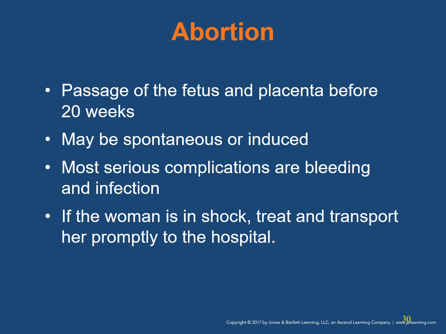Bleeding can result from portions of the fetus or placenta being left in the uterus, an incomplete abortion, or from injury to the wall of the uterus. Infection can result from such perforation and from the use of non-sterile instruments. If the woman is in shock, treat and transport her promptly to the hospital. Never try to pull tissue out of the vagina. Place a sterile pad on the vagina.